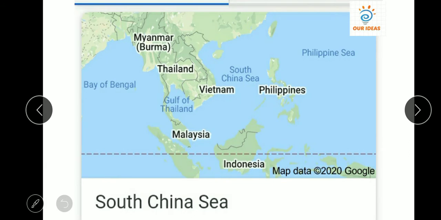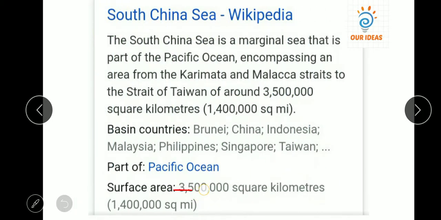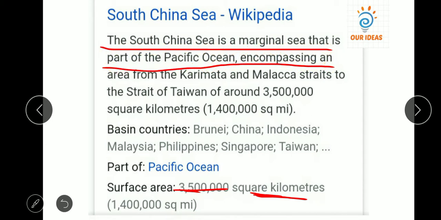So the South China Sea is basically situated between the Bay of Bengal and the West Pacific Ocean. You can see that this area is known as the South China Sea. One of the most important points about it is that it is the biggest sea in the world, around 35 million square kilometers in area. As we can see in the description, the South China Sea is a marginal sea that is part of the Pacific Ocean, and encompasses an area from Karimata to the Malacca Strait.